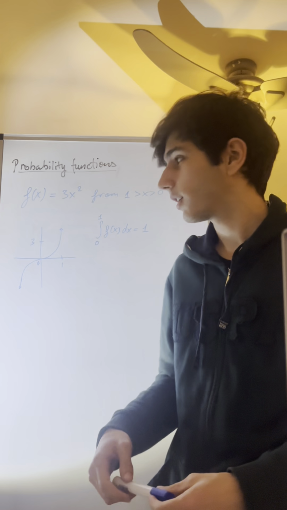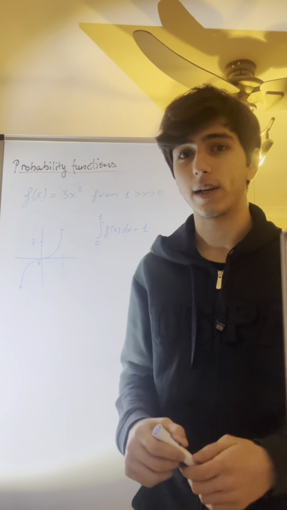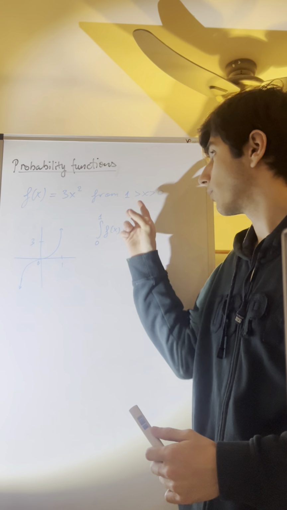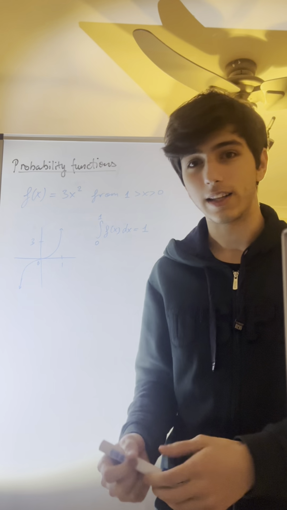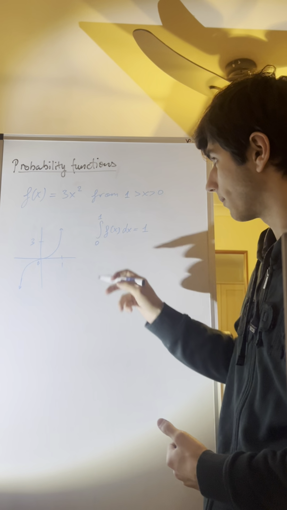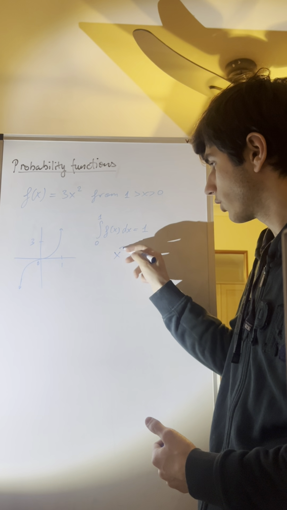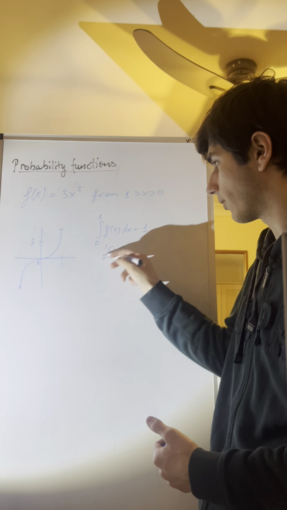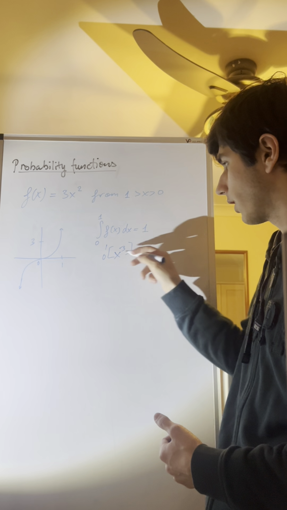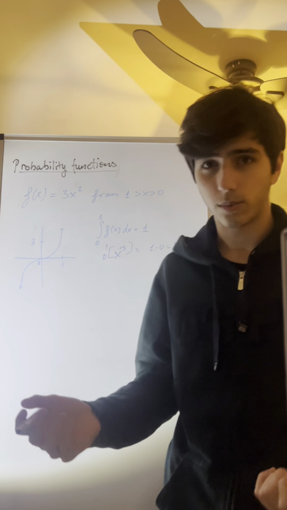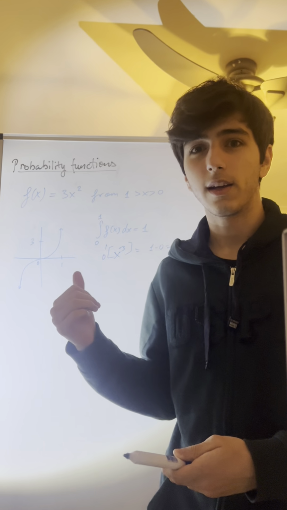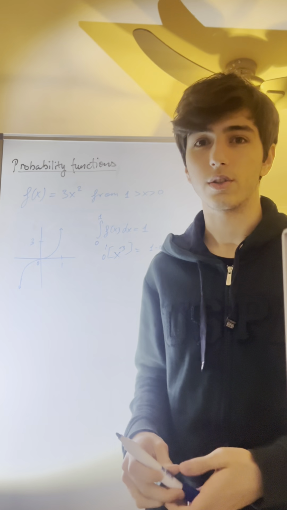So for example, here we have 3x squared defined between 0 and 1. And if we integrate this, we would get x cubed between the bounds 0 and 1, which is 1 minus 0. So that's 1. So this would be a probability density function.